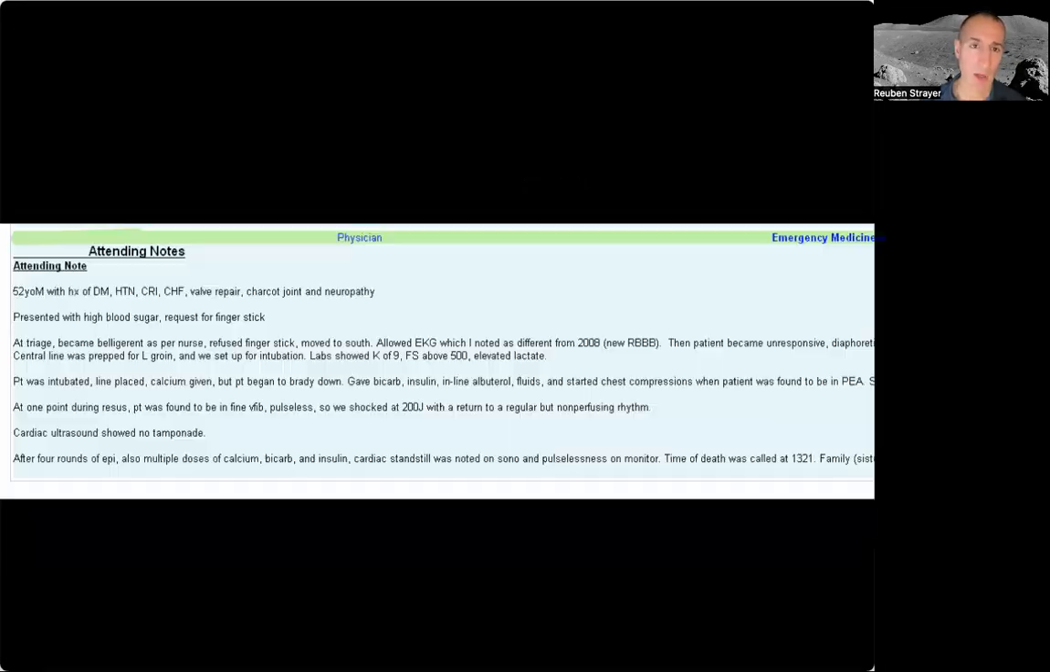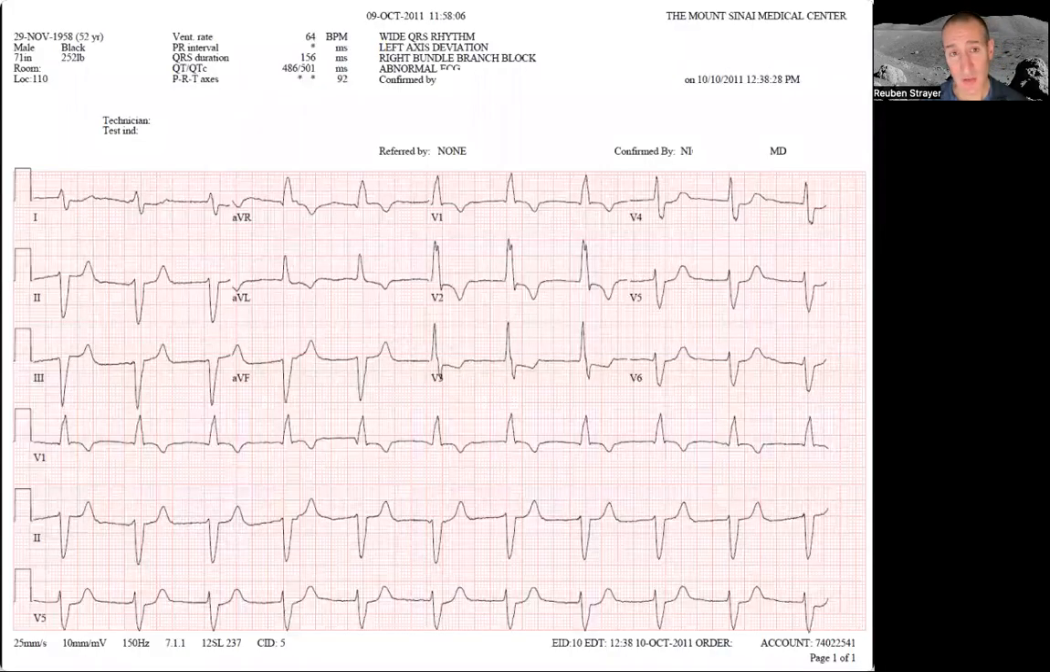Hyperkalemia. Respect hyper-K. Here's another sort of cut-off attending note. There's a 52-year-old man, lots of medical problems, including kidney failure, presents with the complaint of high blood sugar and a request for a finger stick, capillary blood glucose. He spent an hour or two in the department, got this electrocardiogram, and then became, quote, belligerent, and then became bradycardic, and then unresponsive, and then arrested, and then was pronounced.